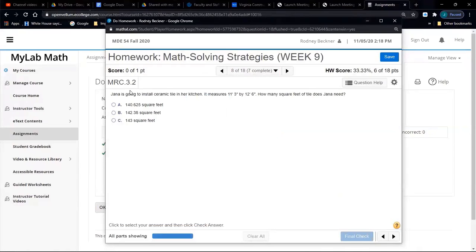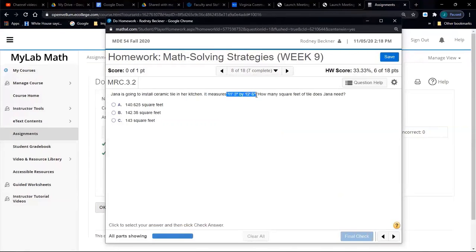Jana is going to install ceramic tile in her kitchen. Boy, if this doesn't hit home right now. Swap out kitchen for bathroom. It measures 11 foot 3 inches by 12 foot 6 inches. How many square feet of tile does Jana need?